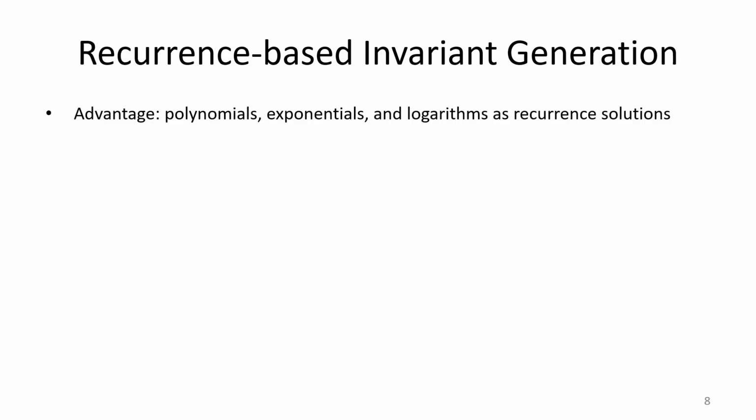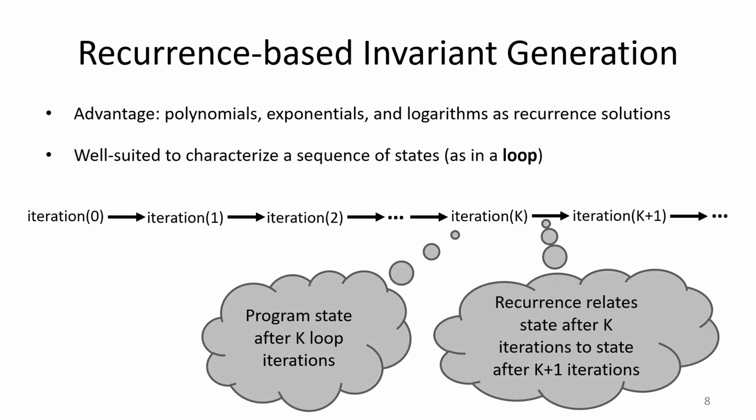Recurrence-based techniques avoid that problem. They provide a way to establish mathematical relationships between variables that include polynomials, exponentials, and logs, essentially because those kinds of complicated relationships can arise naturally as the solutions to simple recurrence relations. Recurrence-based techniques are well suited to characterize the linear sequence of program states that occur during the execution of a loop.